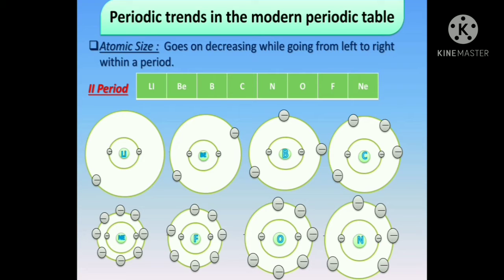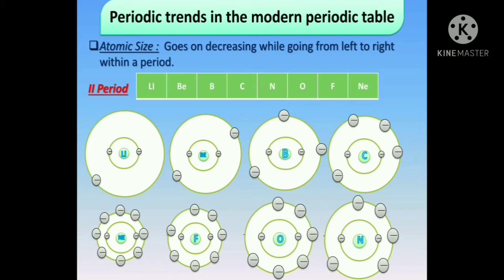We know that in the second period, the electrons are added into the same shell. That is why the period numbers are given. Here, what do we find? Lithium has only one electron in the outermost orbit. Beryllium has two. In this way, you will find neon with all 8 electrons in the outermost orbit.